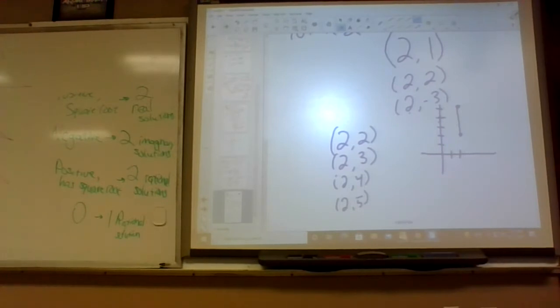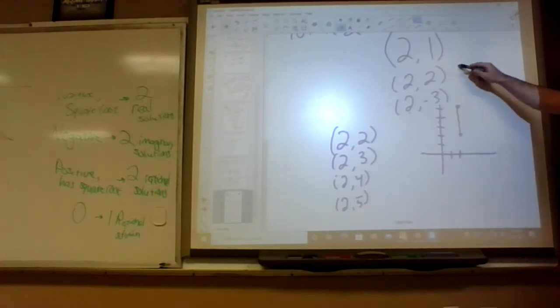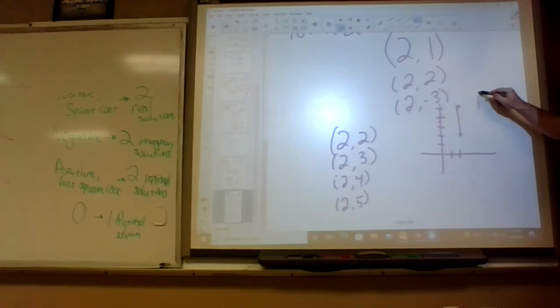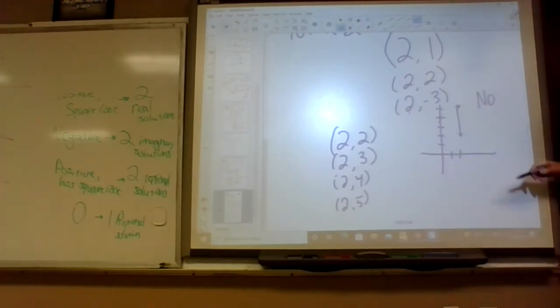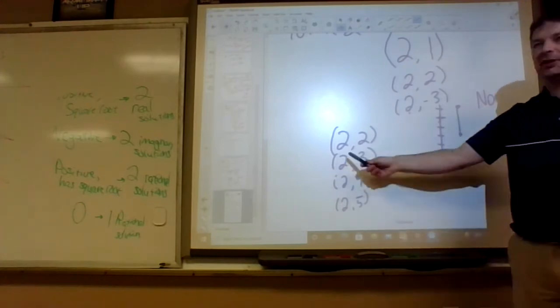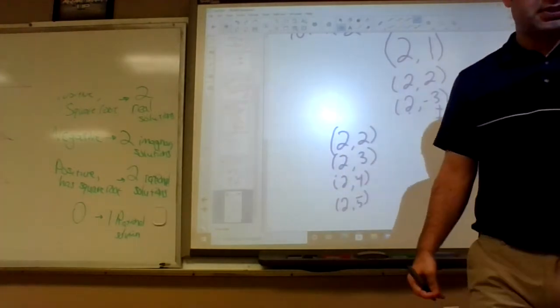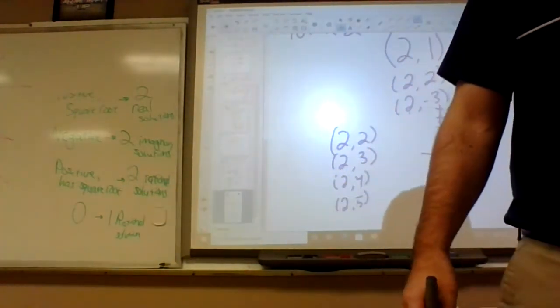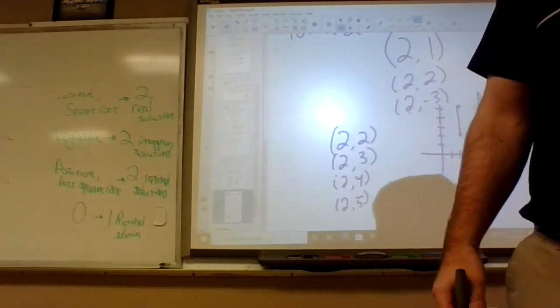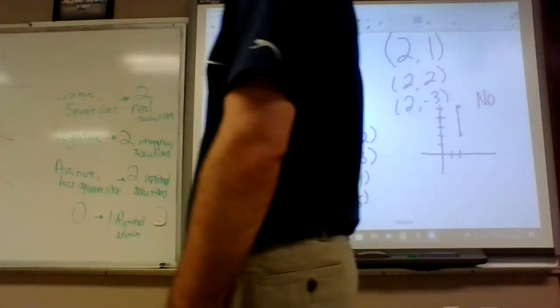It's no. Does it pass the vertical line test? No. It hits at more than 1 point if you draw a vertical line. Or I guess you could look over here too, 2, 2, 2, 3, 2, 4. That's a no.